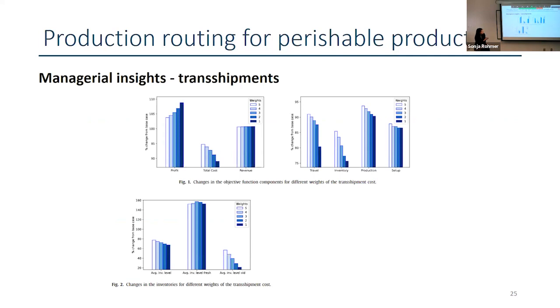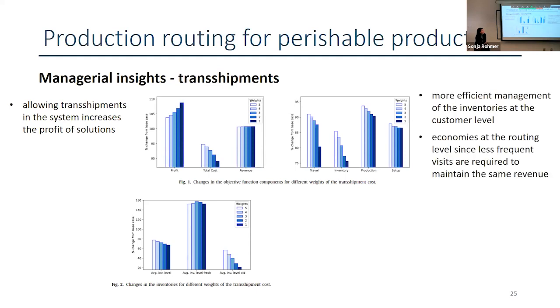From a managerial insight perspective, we see that transshipments are great because they increase the profit of the solution. So from a financial perspective, that's good news. At the same time, we see that these transshipments allow us to manage our inventory at the customer level, at the supermarket level, more efficiently, in particular because we have those perishable products. I'm able to transship products that are already more aged to another customer that has the demand, and it shortens the distance in terms of distribution costs. And so I actually have economies at the routing level, because I have to do fewer routes. I can just transship and make better use of my inventory capacities at the customer.